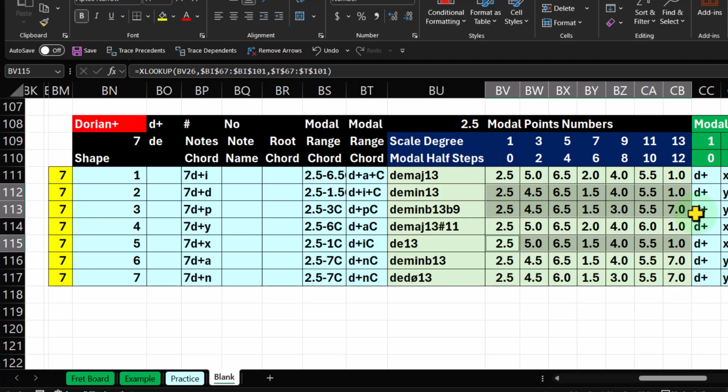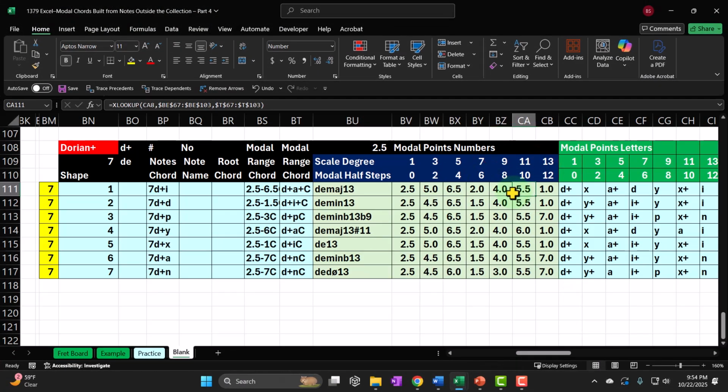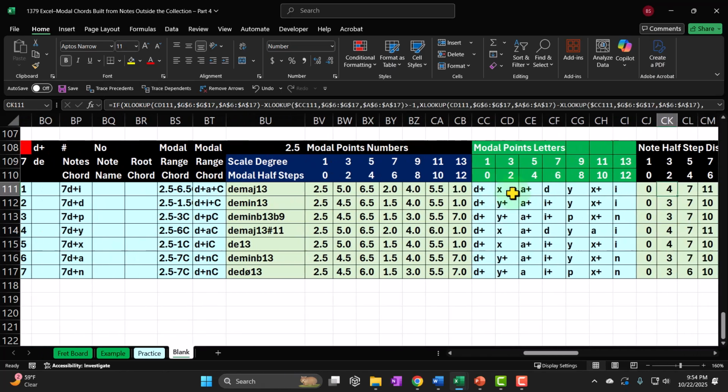No, wait a second here. No, that's because I have the wrong one. That's the Mixolydian. It should be these here, right? And that makes sense. And I think that's right. Okay, I think I have it. And then these two, the Aeolian has a difference on the 4th modal half step, 5th scale degree, and a difference on the 8th modal half step, 9th scale degree. Okay, and then the modal points are the same.